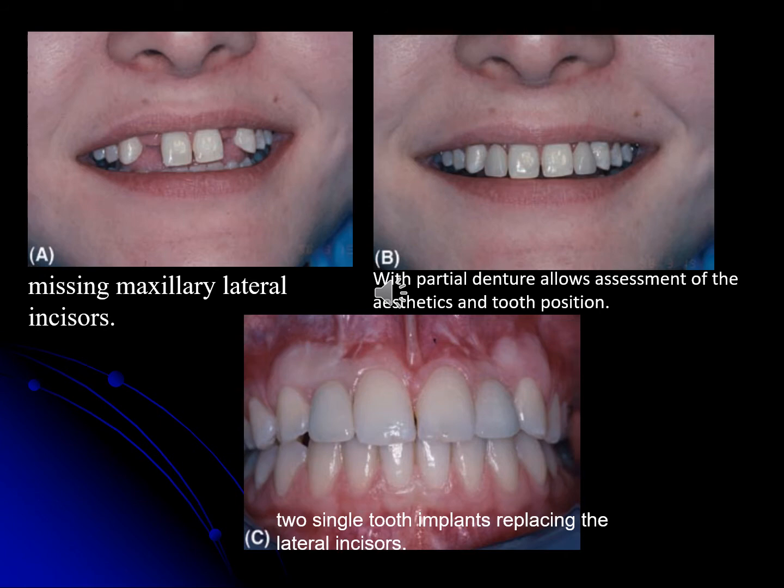In the picture at the bottom, number C, we can see we inserted 2 implants in the area of 1-2 and 2-2 to replace the missing lateral incisors with an excellent aesthetic result. In this case, we design the prosthesis first. After we design the prosthesis, we see the treatment options and we chose the implant to replace the missing teeth, and in the end we could have an excellent final aesthetic result of our case.